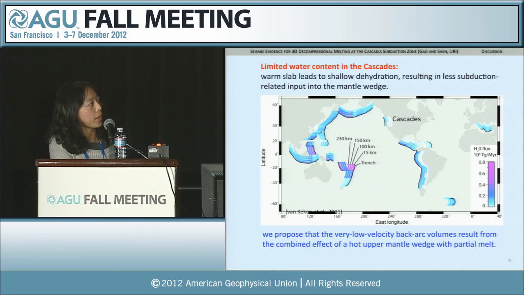So by comparing the temperature and water content, our conclusion is the low velocity volume at the Backarc is a result from the combined effect of a hot upper mantle wedge with existence of partial melt.